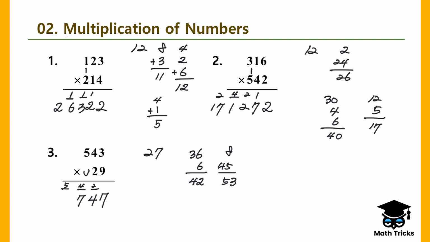Next, 4 times 0 and 5 times 2. That's just a 10, right? So 10. 10 plus 5, that's 15. So 5 here, 1 here. Okay, last is 5 times 0. Well, 5 times 0 is 0, right? So we had 1 here, so I'm going to write 1 here. So the answer is 15747.